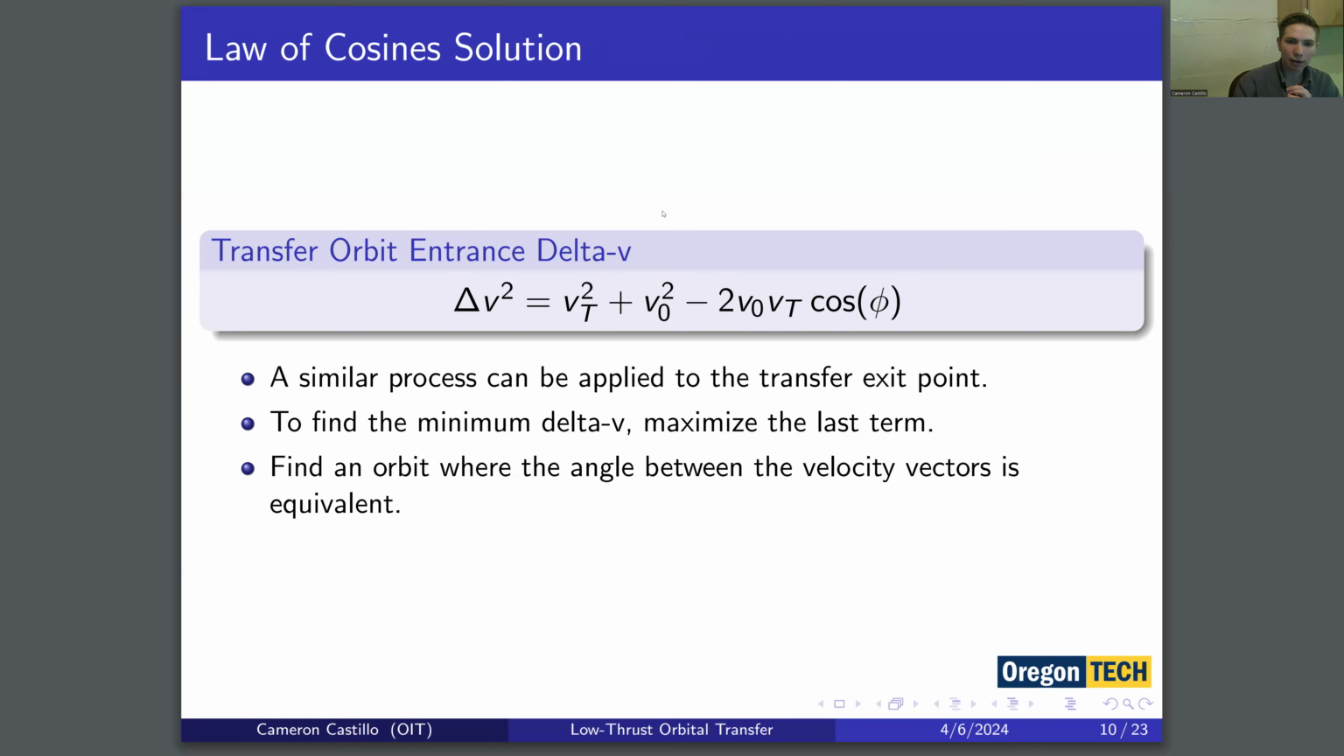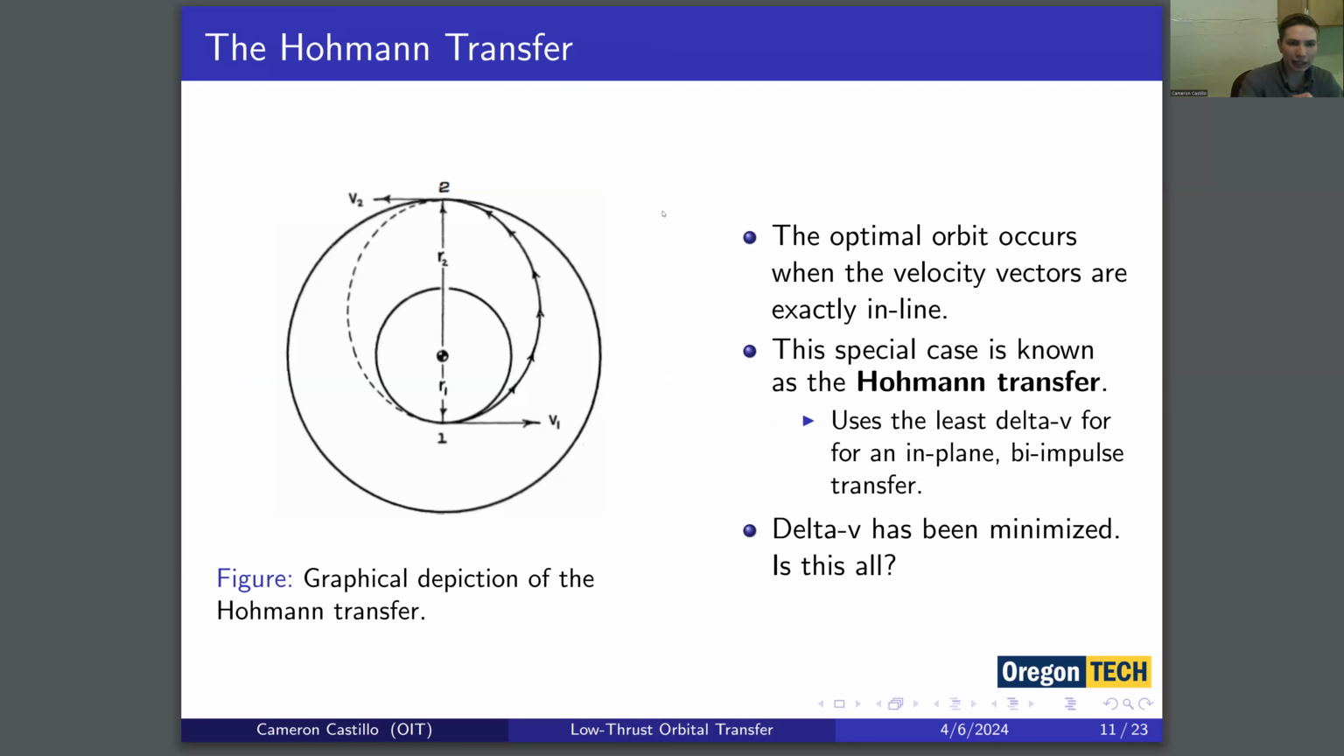So it basically tells you that side length of the triangle, right? So we can't change our transfer orbit velocity or our initial orbit velocity, but we can change this last term because it has this cosine of theta. And so by geometrically picking an orbit that fits this the best, we can get the lowest delta V by maximizing that last term, right? And so this orbit ends up looking like this.